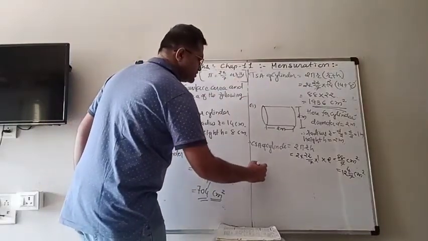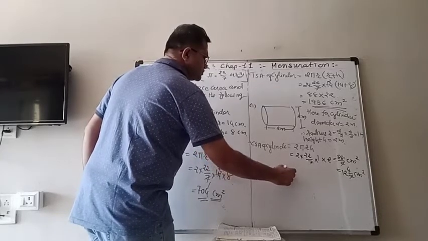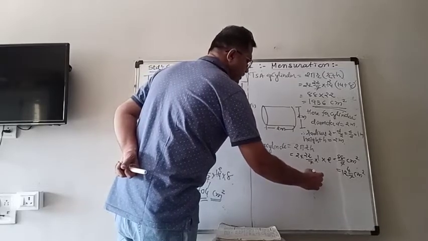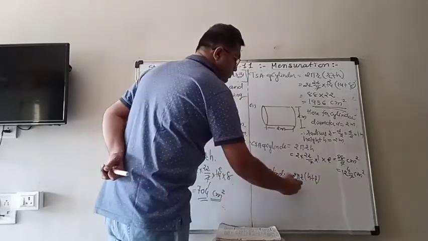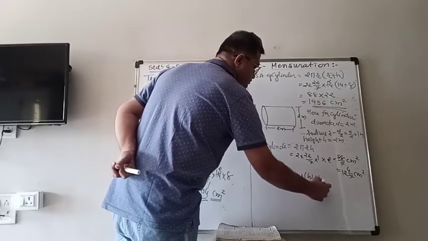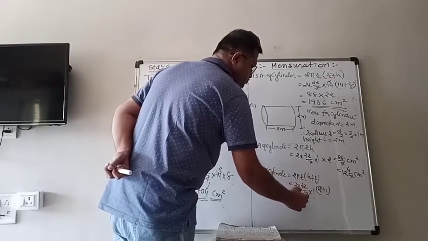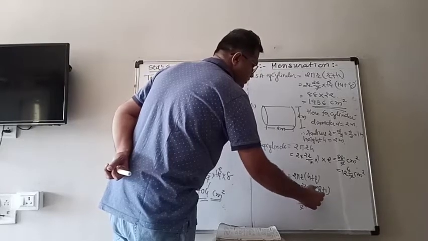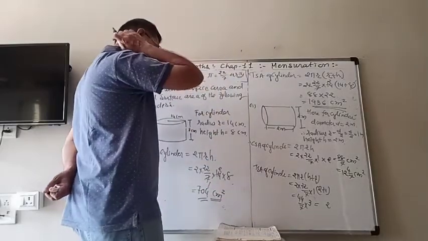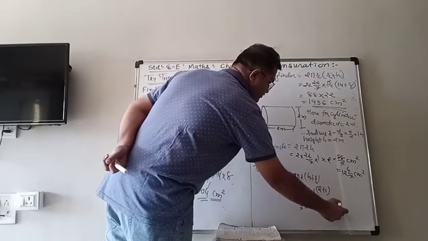And TSA. What is the formula of TSA? 2 pi r, h plus r or r plus h. So that is 2 multiplied by 22 upon 7 into 1, 2 plus 1. That is 22 twos are 44 upon 7 into 3. So 4 3s are 12, 4 3s are 12 plus 1, 13. So 132 upon 7 centimeters square.